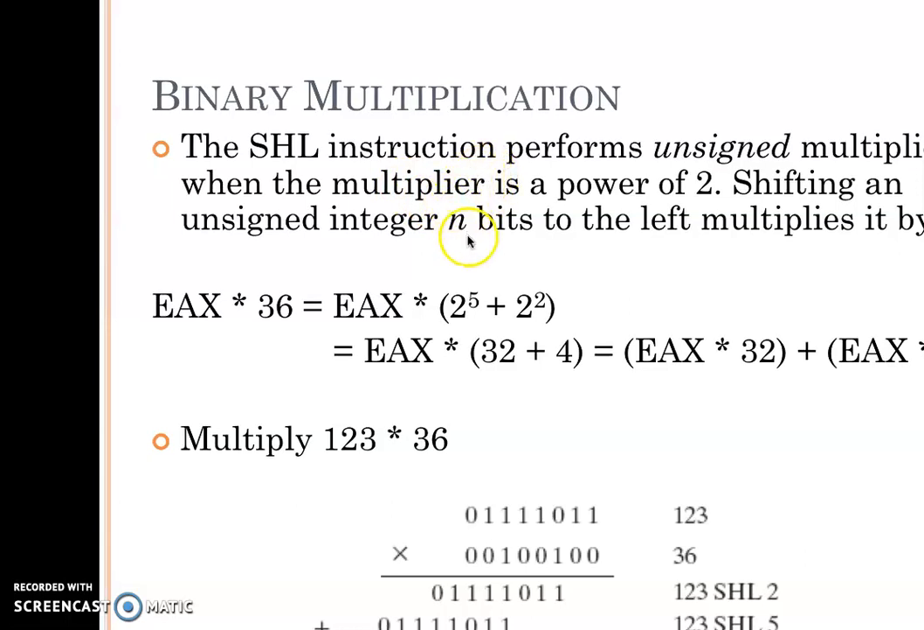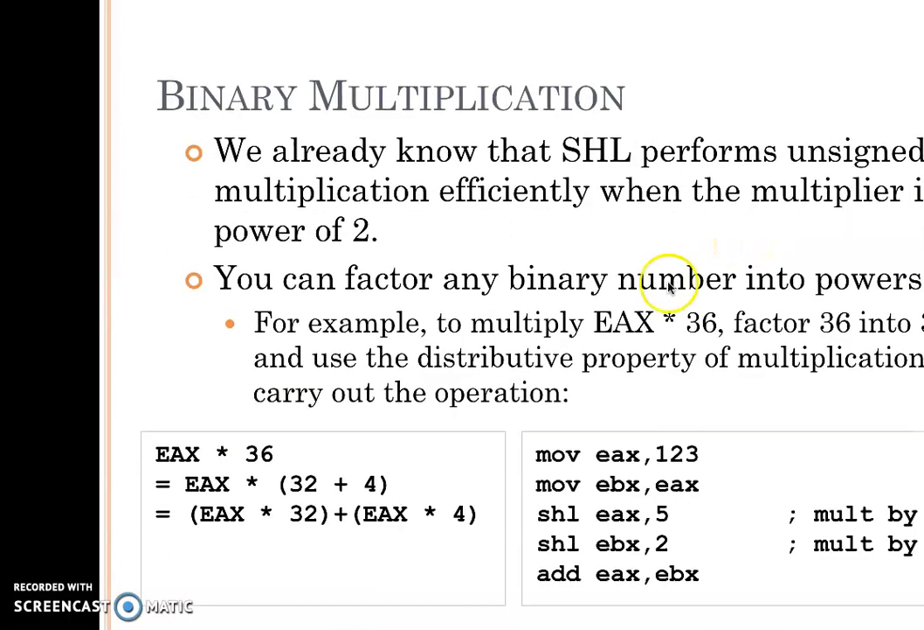If you remember, when we use the shift left instruction, we make the value bigger. If you shift 1 bit, it's like multiplying by 2 to the 1st power. If you shift 4 bits, it's like multiplying by 2 to the 4th power. Any number can be combined from powers of 2. For example, 36 equals 32 plus 4.